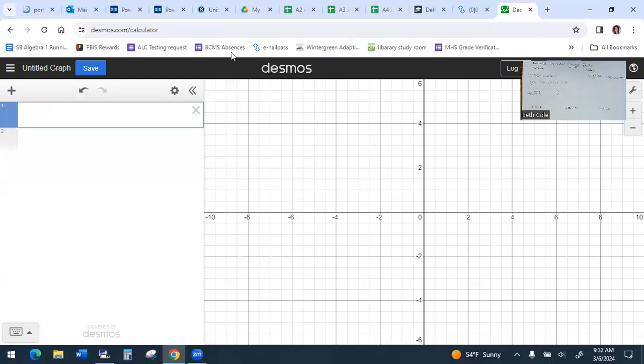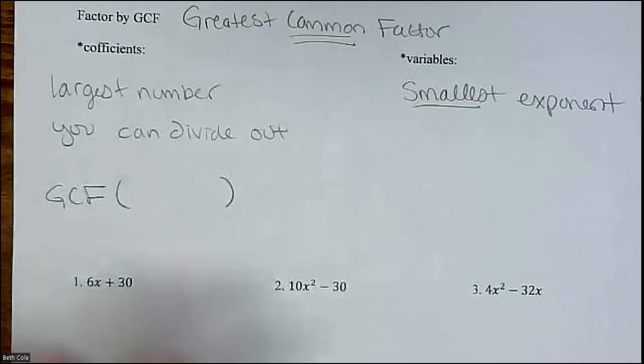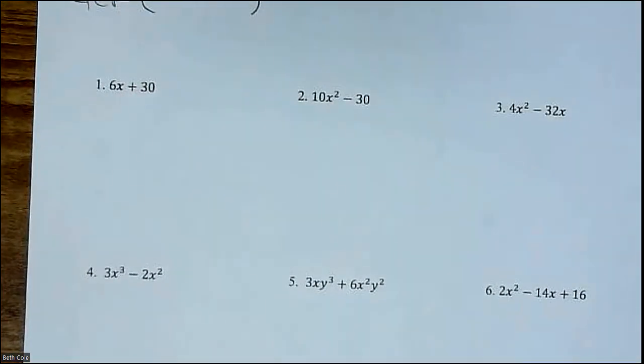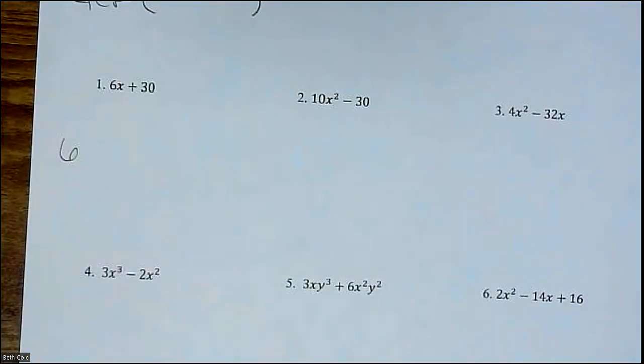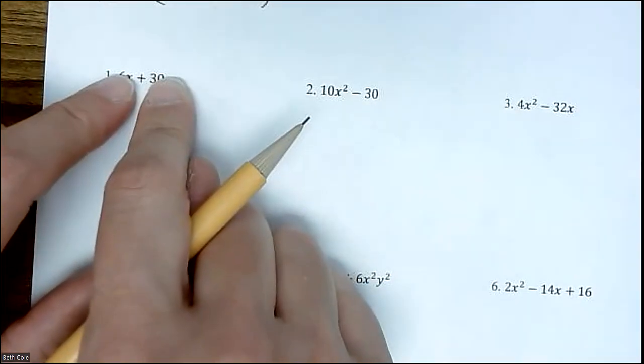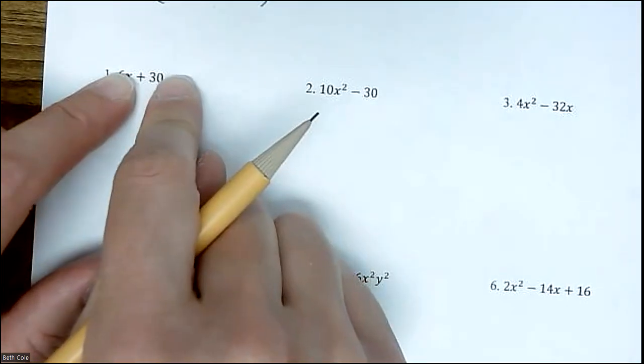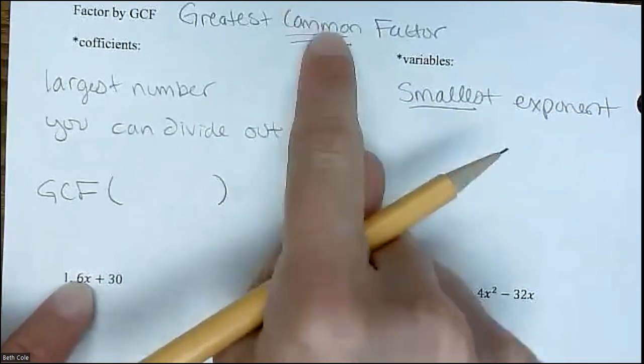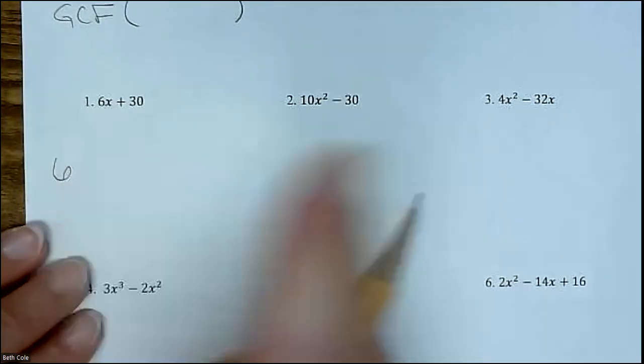Okay, so now we're going to actually do some problems. Let's look at the first one. You have a 6 and you have a 30. What is the biggest number you could divide out of both 6 and 30? 6. It's the biggest. So 3 is not wrong, but 6 is larger. So what you're going to do is put 6. Can I take an x from both of them? No, you're correct. I cannot. 30 doesn't have one and they have to have it in common. So I can't take out an x. So my GCF is 6.